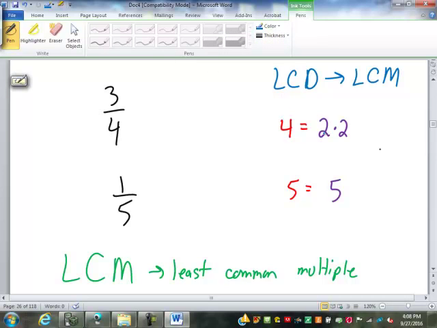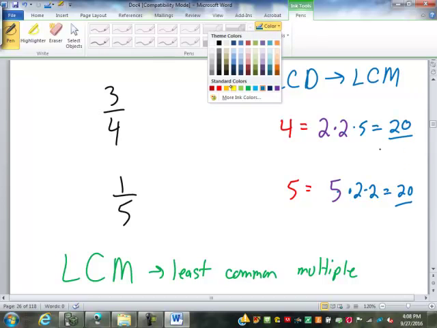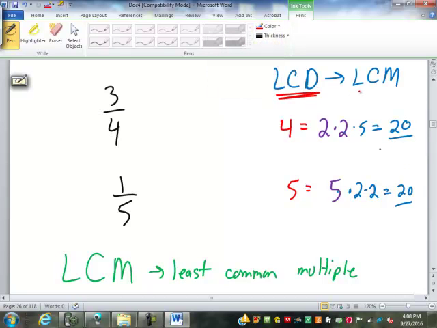So the top number, the 4, has 2 2s. I need to multiply by 2 2s down here. The bottom has the 5. I need to multiply by 5 up here. So I get 20 and 20. So 20 is my least common denominator.